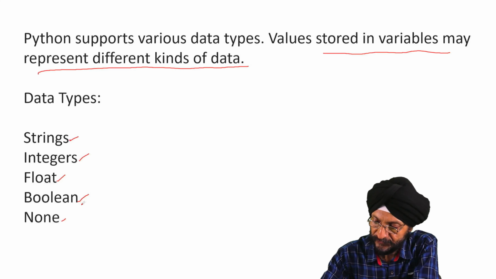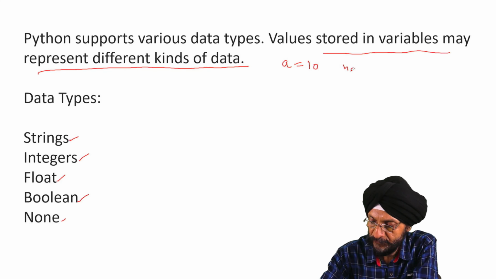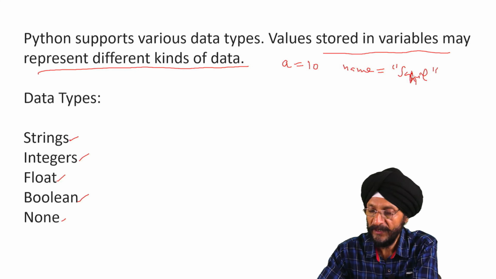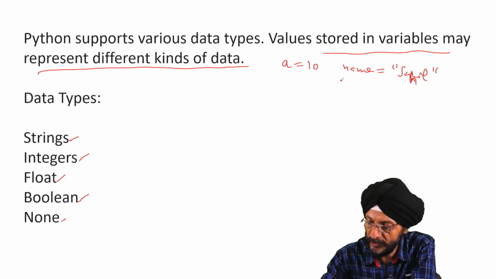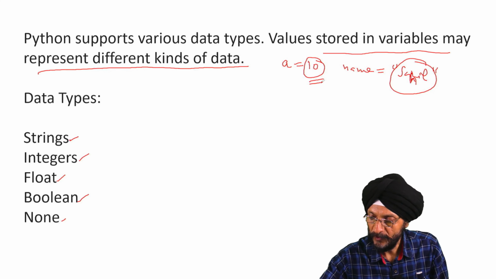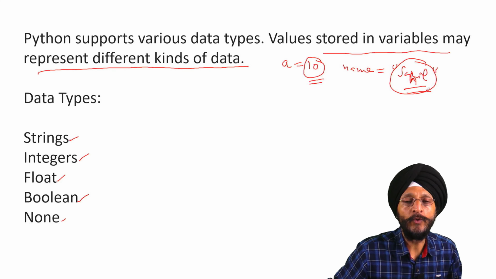What does it mean? If we say a is equal to 10 or name is equal to Sahil, then here we are talking about this point: what is the type of the value which is stored in the variable? Now we come to data types.